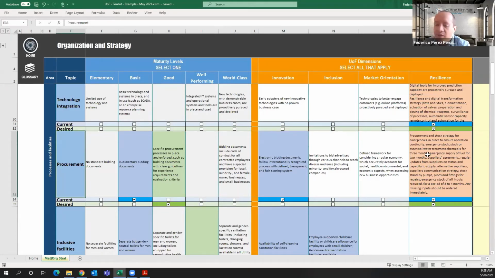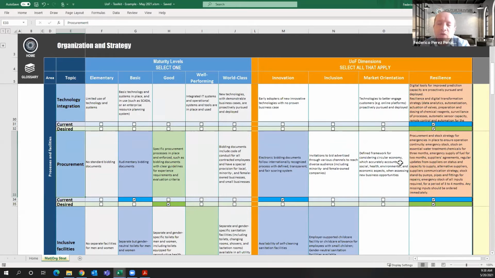In resilience again, and I know I'm talking a lot about resilience, but you will find here some practices related to the procurement process. If the utility has enough stock of chemicals, of fuel for energy production, etc. So some of these practices could be really important to have ways to react to different crises, no?